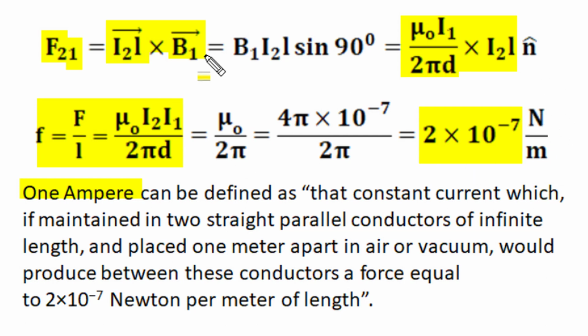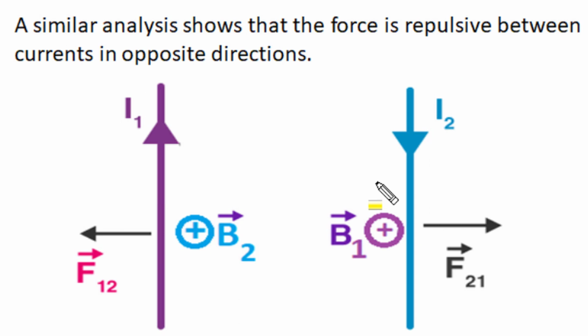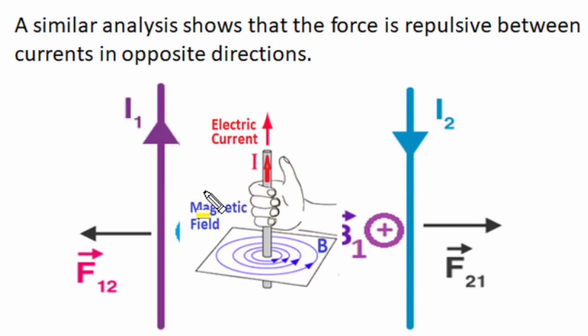So if similar current in two parallel long conductors at 1 meter spacing generates 2 into 10 to the power minus 7 Newton force per unit length, then that similar current is 1 unit, or the international standard 1 ampere. By similar analysis, we can show that the force is repulsive between two parallel current carrying conductors if the current is in opposite direction.